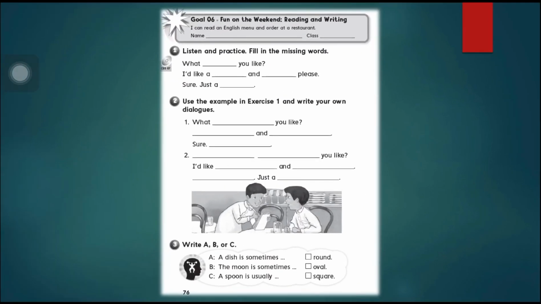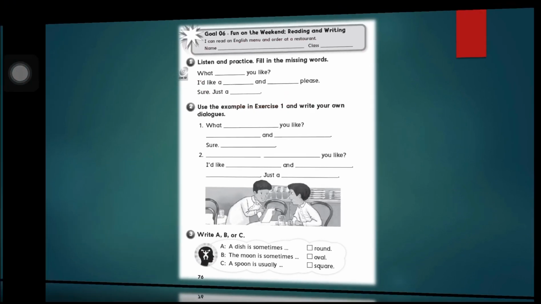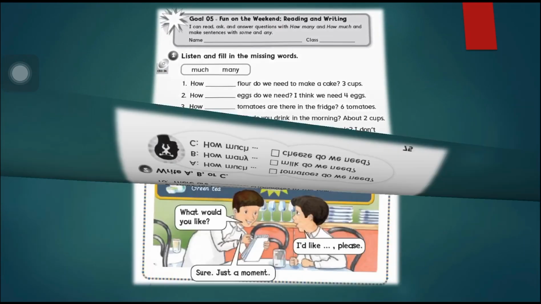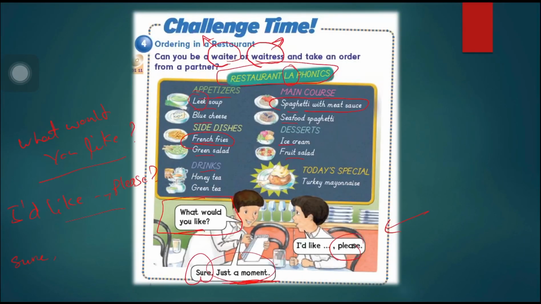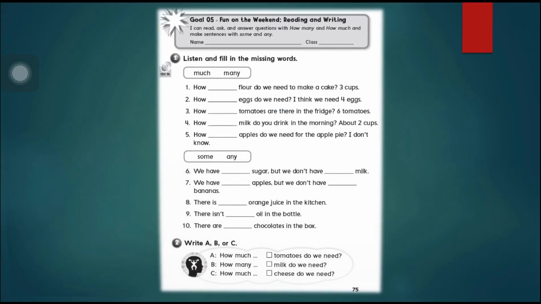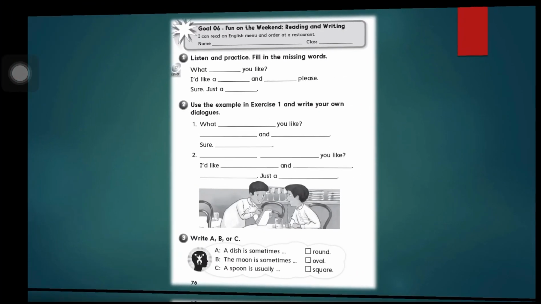Okay guys, so we need also to complete this dialogue. What would you like? Remember, what would you like? I'd like a spaghetti for example and meat sauce for it. Sure معناها بالتأكيد. Just a moment. Remember guys, you have to complete this dialogue from here. Okay, this is the dialogue that I talked to you about. Okay.